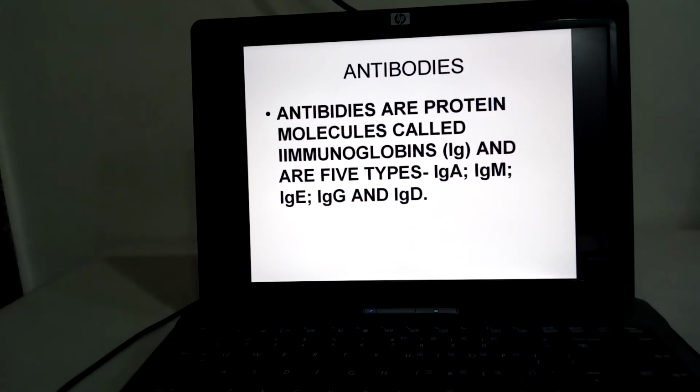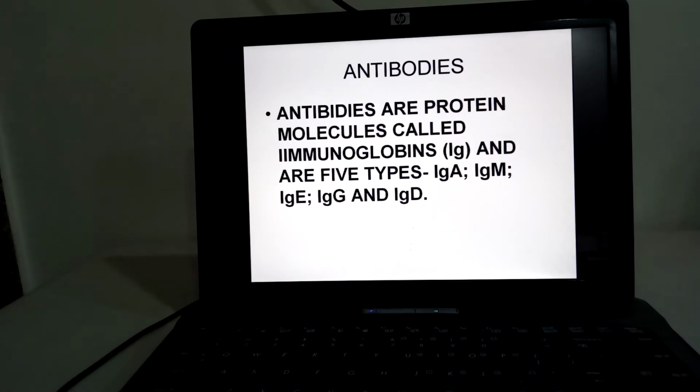In one of the lectures, we have dealt that acquired immunity can be obtained with the help of two types of cells. One is B cells and another one is T cells. So B cells, they respond with the help of antibodies. So today we study what are antibodies. Antibodies are protein molecules and they are called immunoglobulins, that is Ig.